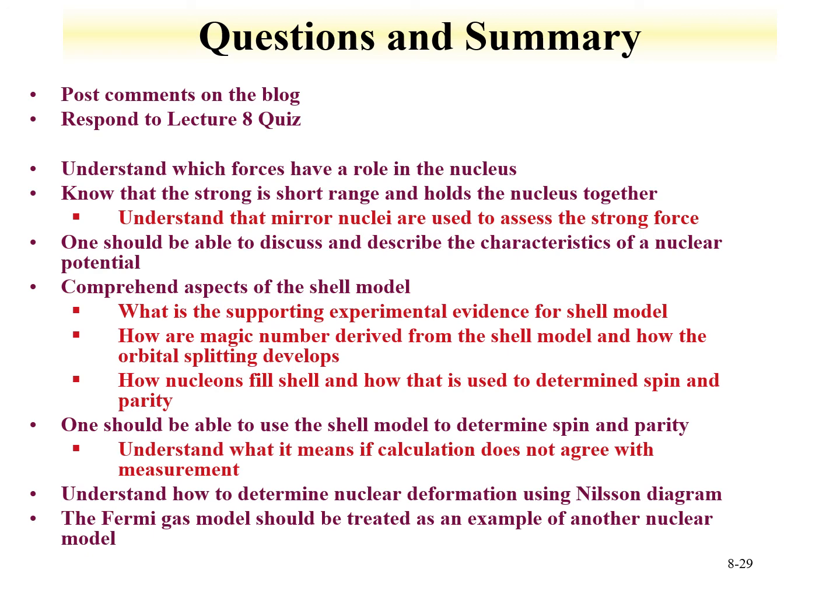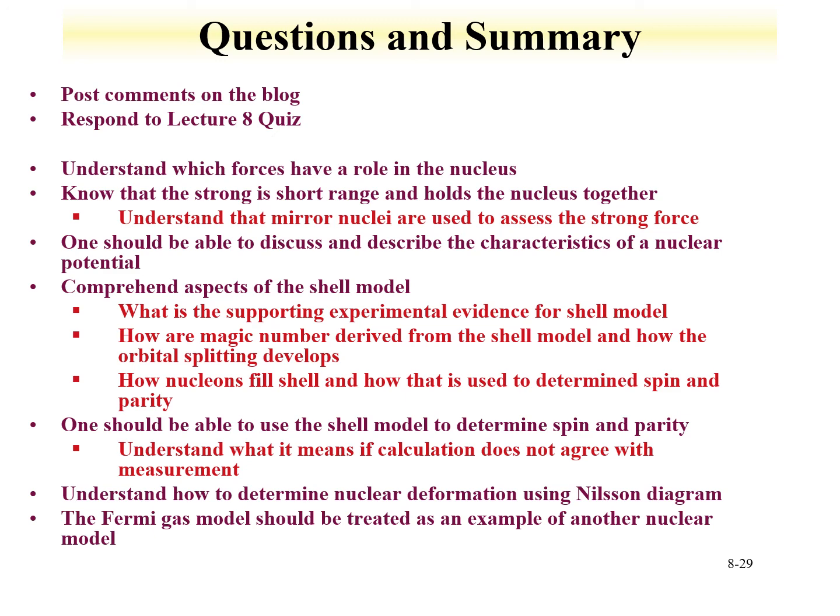One should be able to discuss and describe the characteristics of a nuclear potential. This nuclear potential has some characteristics, such as it can stabilize neutrons from decay. You should be able to comprehend the aspects of the shell model. This includes what experimental evidence supports the shell model, how magic numbers are derived, and how the level splitting developed into the shells. You should understand how nucleons fill shells and how this is used to determine the spin and parity of a nucleus. Fundamentally, those unpaired nucleons provide the spin and parity that go into the nucleus.